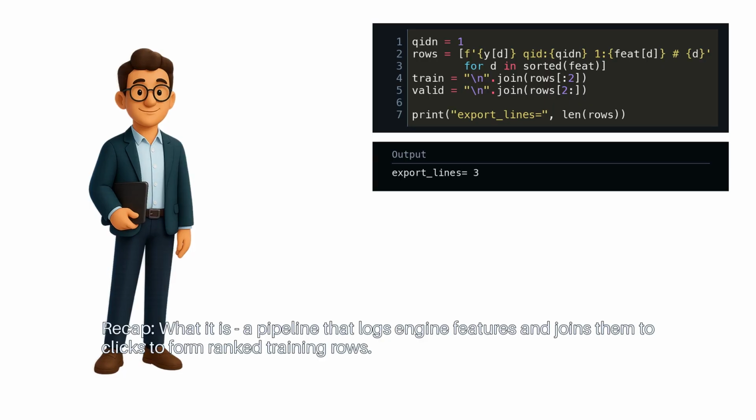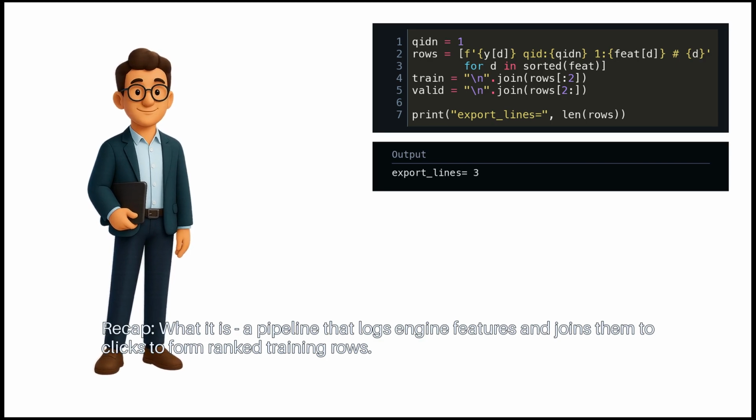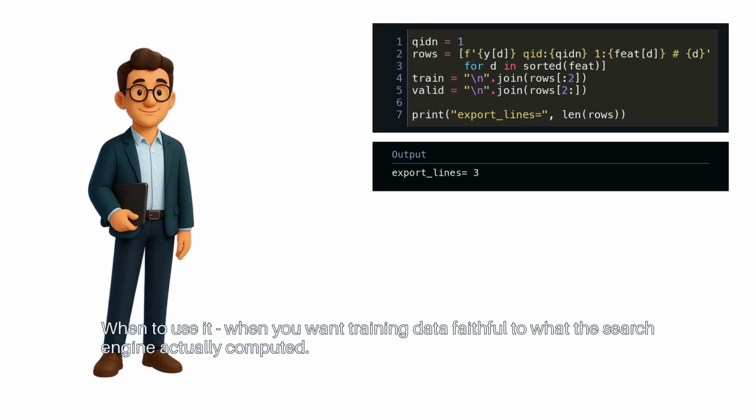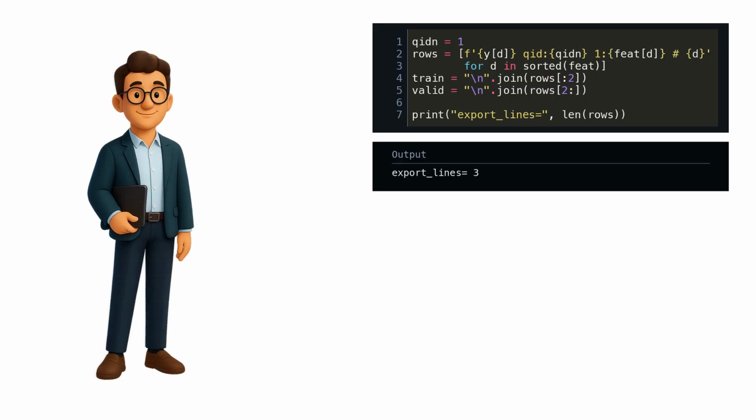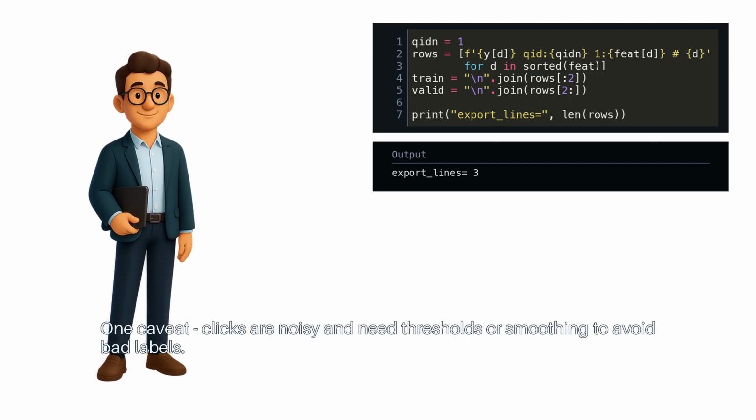Recap: what it is: a pipeline that logs engine features and joins them to clicks to form ranked training rows. When to use it: when you want training data faithful to what the search engine actually computed. One caveat: clicks are noisy and need thresholds or smoothing to avoid bad labels.